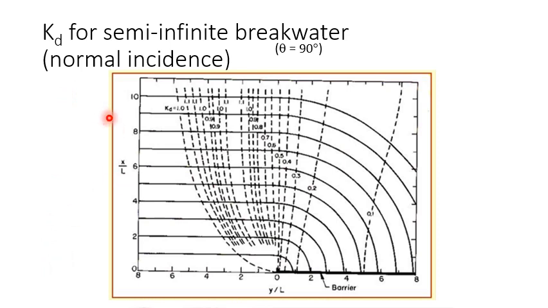So if KD equals 1 here, we notice that somewhere along here KD has dropped to 0.6, 0.5, 0.4, 0.3, 0.2, and 0.1.